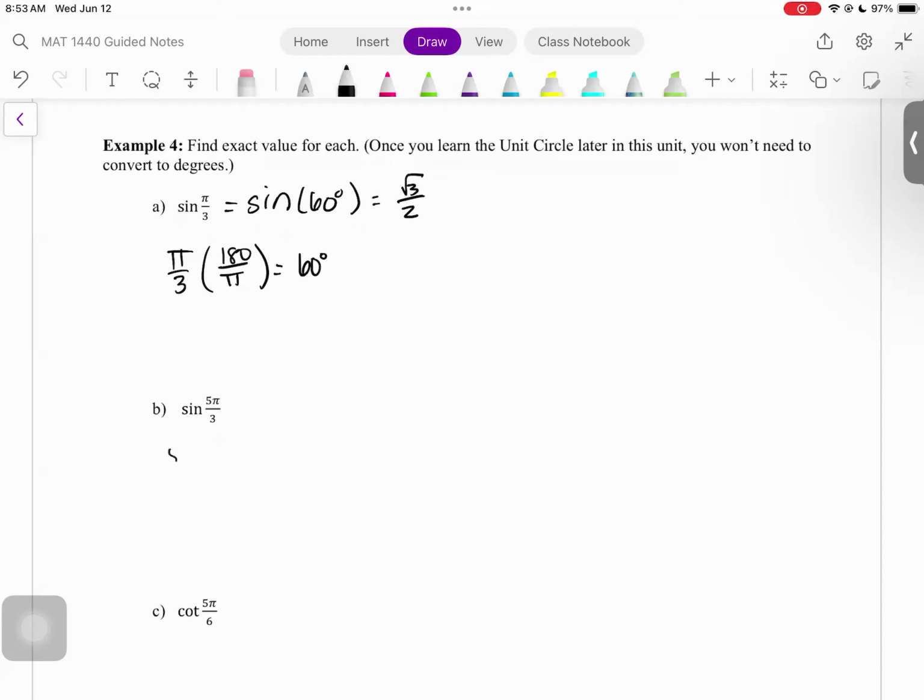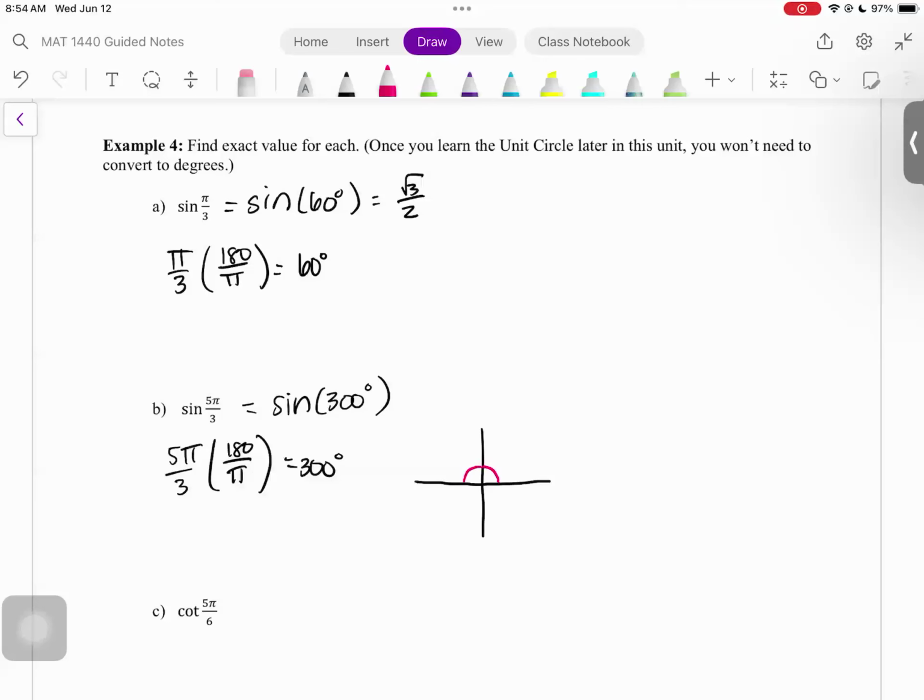Sine of 5 pi over 3, converting 5 pi over 3 to degrees by multiplying by 180 over pi. This is the same as 300 degrees. So sine of 5 pi over 3 is equal to sine of 300 degrees. Now, we don't have 300 degrees in one of our tables, so we're going to have to utilize reference angles. So if I think about 300 degrees, here's 90, here's 180, 270. So 300 degrees is somewhere in here. Here's 300 degrees, which means that our reference angle is 60 degrees.